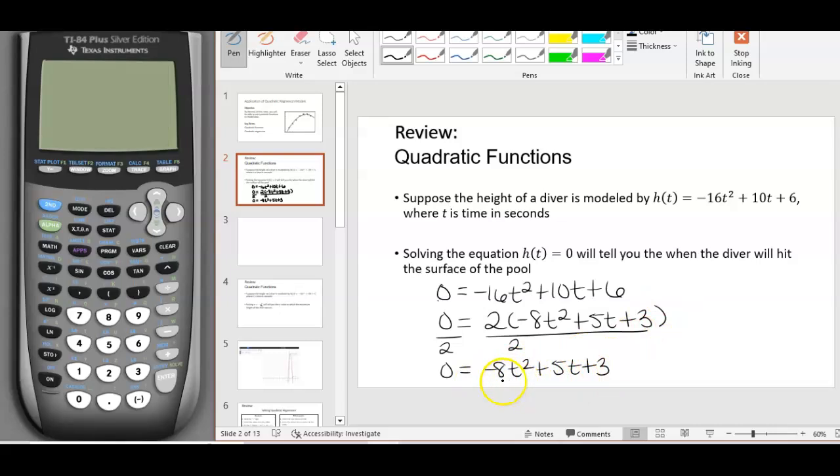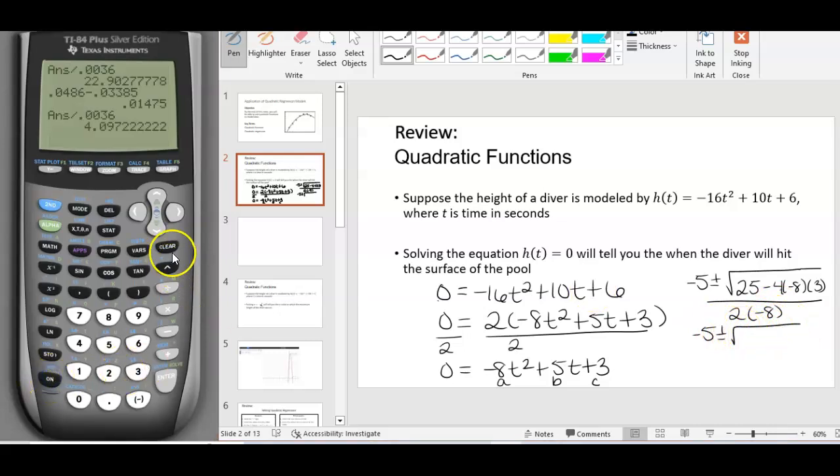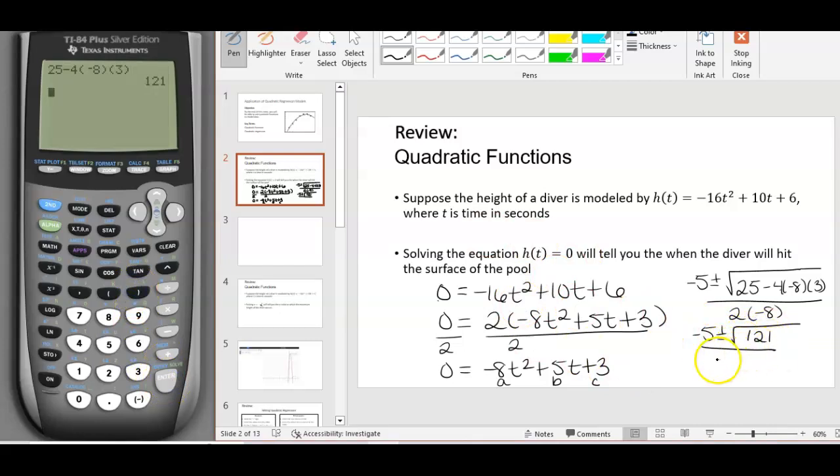So then we can use the quadratic formula. This will be a, this will be b, and this will be c. So we have negative b, so negative 5, plus or minus the square root of 5 squared, which is 25, minus 4 times negative 8 times c, which is 3, all divided by 2 times negative 8, right? So we'll have negative 5 plus or minus the square root of, let's do everything under the radical in our calculator. So we have 25 minus 4 times a, which is negative 8, times c, which is 3. And so that gives us negative 5 plus or minus the square root of 121 over negative 16.